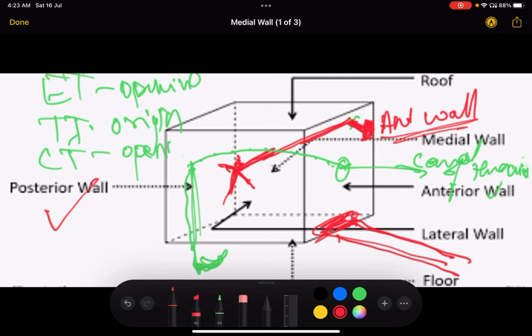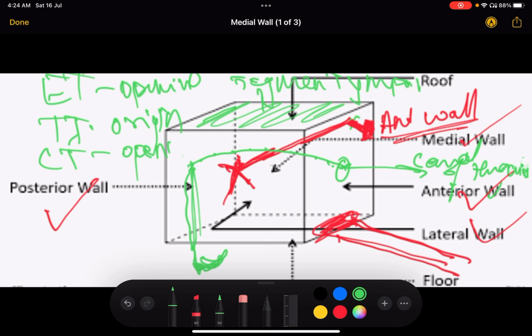So we are done with the posterior wall, we are done with the anterior wall, we're done with the medial wall. We know the lateral wall is the tympanic membrane. What's left? The roof. What's the roof about? Well, the roof is just bone. It's called the tegmen tympani. This entire roof, it's called the tegmen tympani.